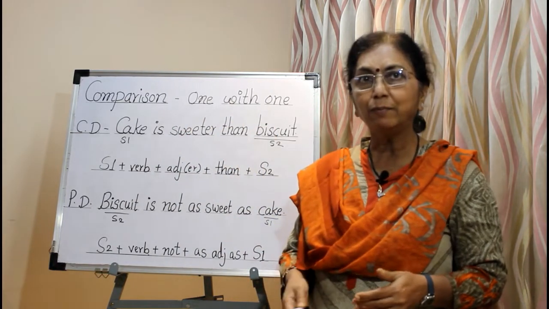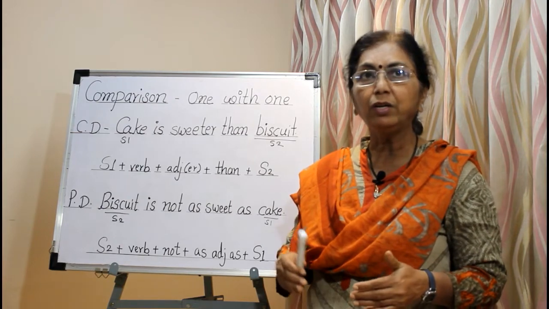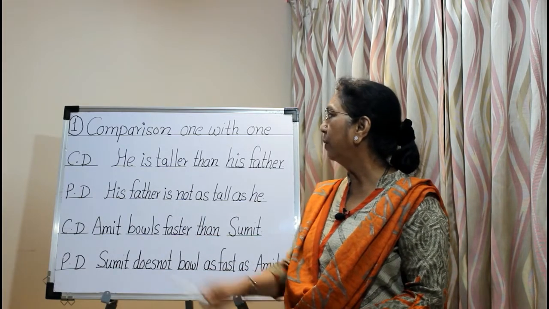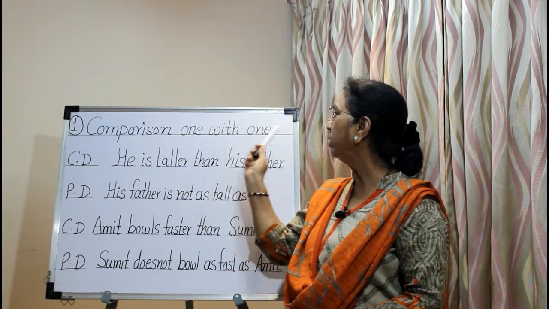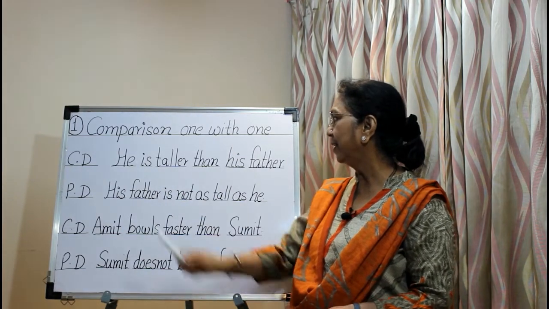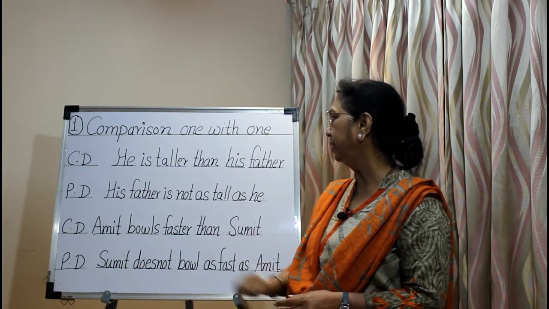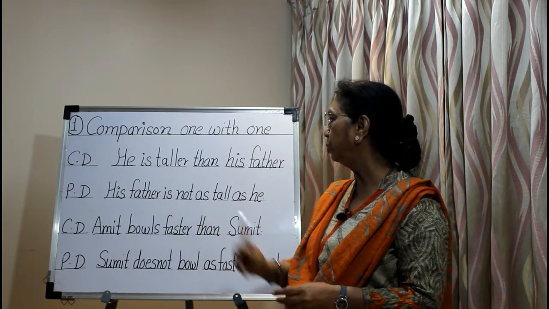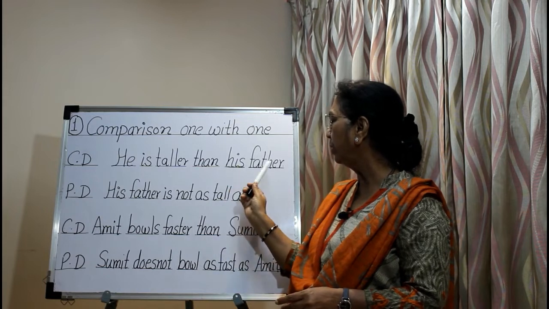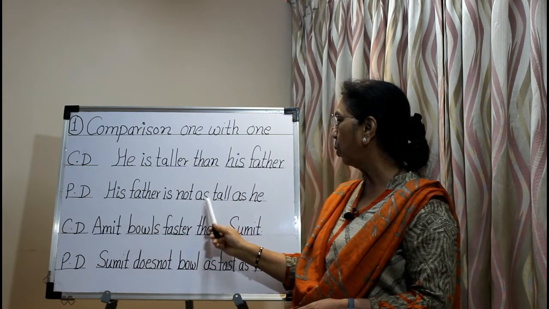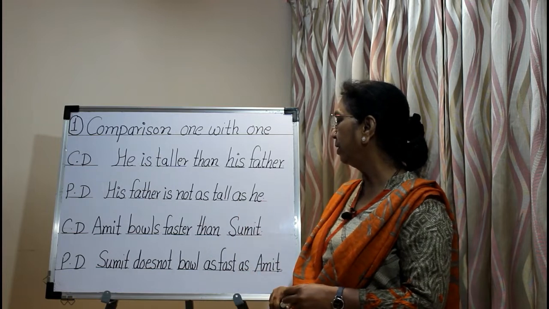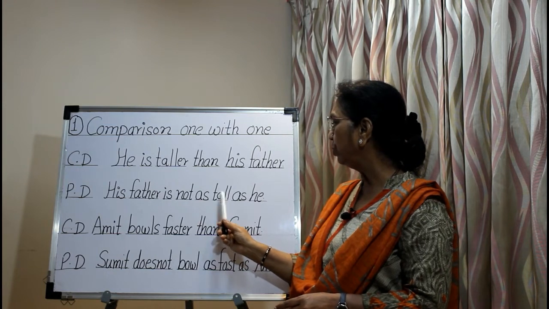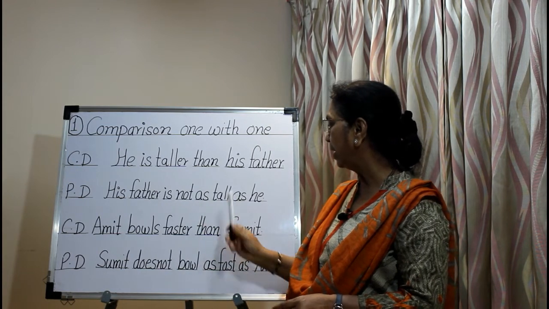See some more examples of the comparison between one with one. First sentence, he is taller than his father. It is a comparative degree. Er is added to the adjective and than is used. So what we can say about his father? His father is not as tall as he. Here it is a positive degree. The basic form of adjective is used between as.